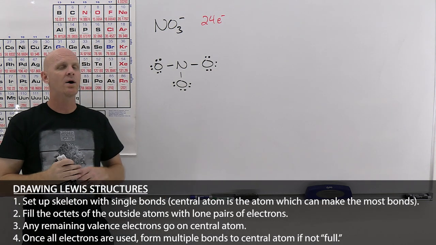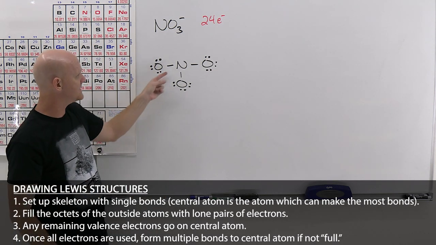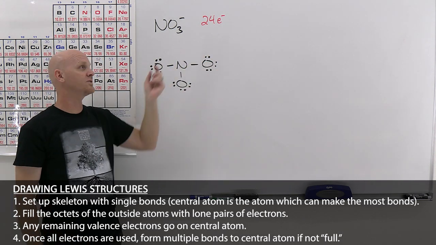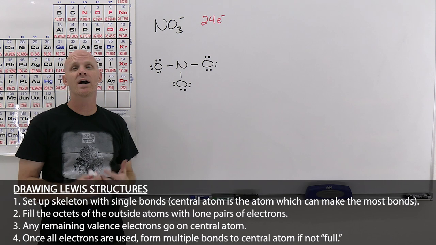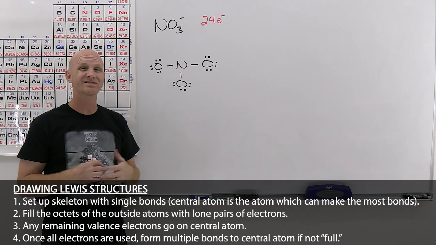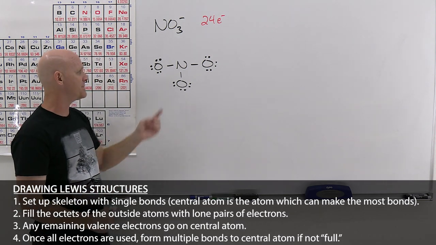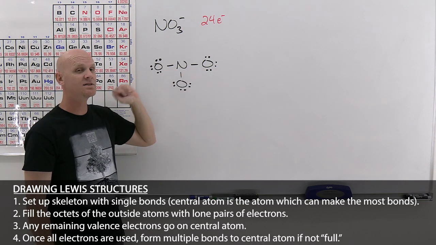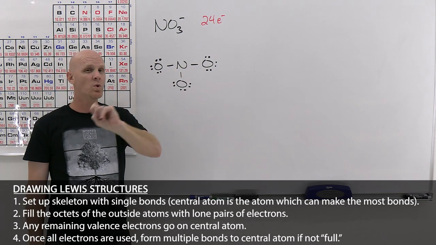And once we got them full, we now have to take an accounting. We've used 8, 16, 24 electrons. We only had 24 electrons, and so we're out. And once we're out, we have to ask ourselves, is the central atom happy? Is the central atom full? And in this case, he's not. He's just got 2, 4, 6 electrons around him. He needs one more pair.